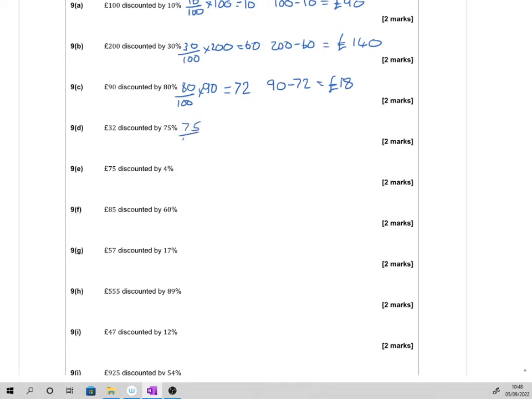75% times 32. Three quarters, 16, 24. So 32 minus 24 equals 8. 4% times 75. 4 divided by 100 times 75 is 3. So then we got 75 minus 3 equals 72. This is going to be a long one, this one.